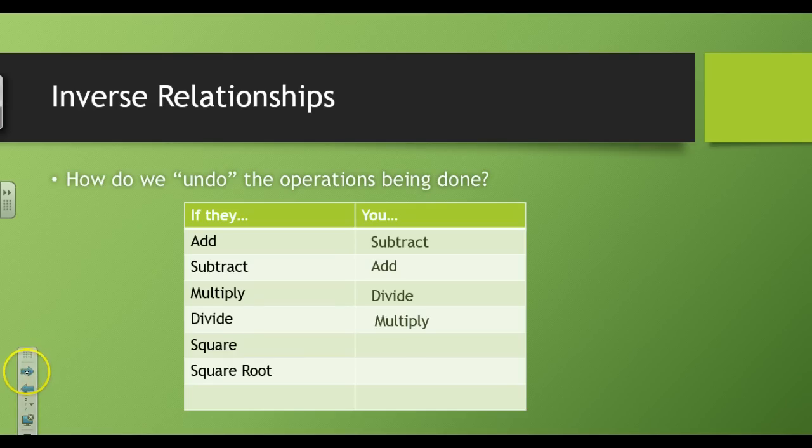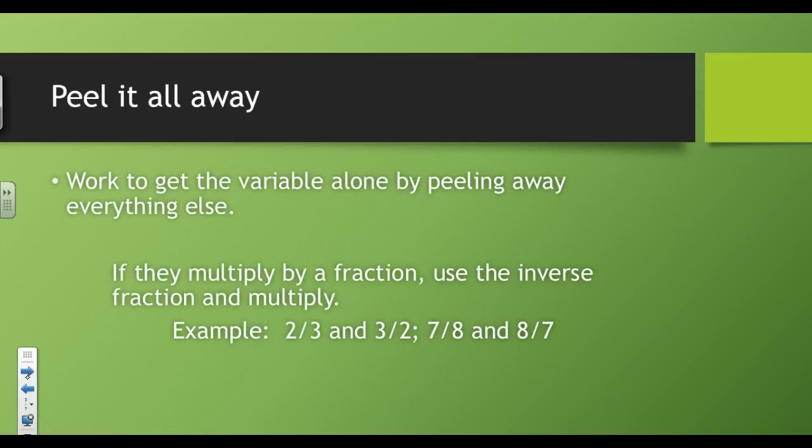If they square something, you need to take the square root. If they take the square root of something, you need to square it. This works for cube roots and cubes as well, for an inverse relationship. You need to work to peel everything away from the variable. So again, the variable needs to be alone. Now here's an example that I think you guys need to keep in mind.